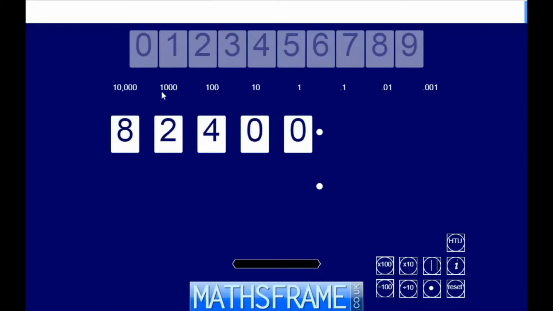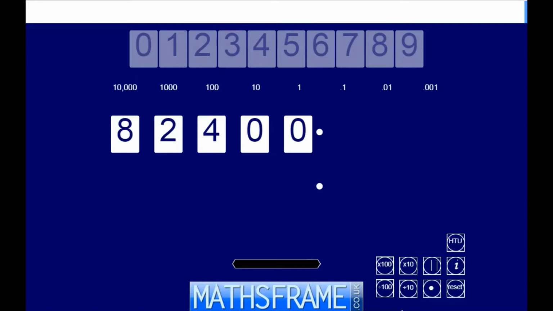You'll just have to extend your grid so you've got tens of thousands, and you might need some extra zeros. Now we need to divide by 1,000, because we're working out how many kilometres are in this amount of metres. To work that out, we need to divide by 1,000 because every 1,000 metres is a kilometre. So we're going to work out how many thousands go into this amount of metres. When you're dividing by 1,000, it's got 3 zeros, so you're going to move down 3 places in the place value chart.